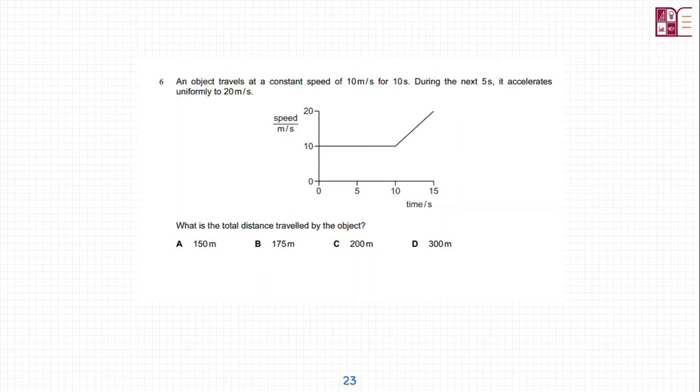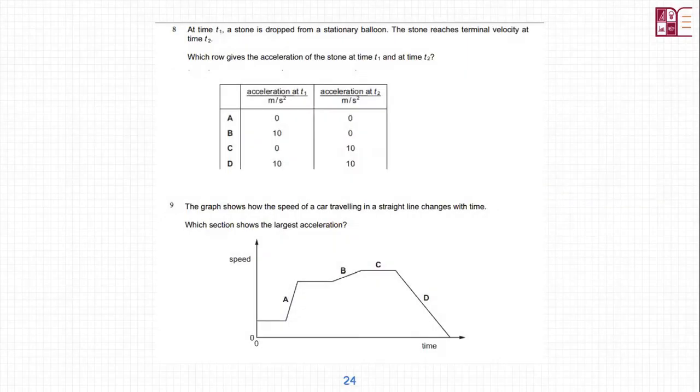As we'll be taking out the area under the graph by breaking it to two different parts, part A being the rectangle and part B being the trapezium. And the answer would be 175. Moving on to the next.